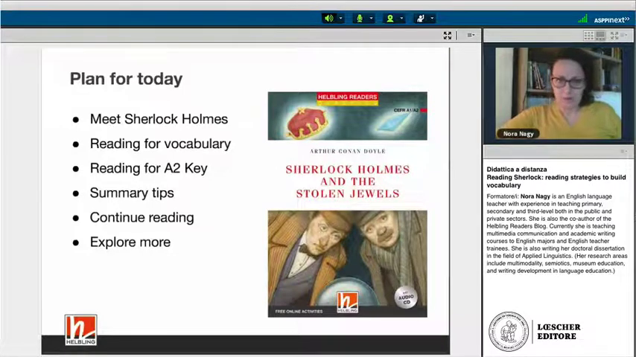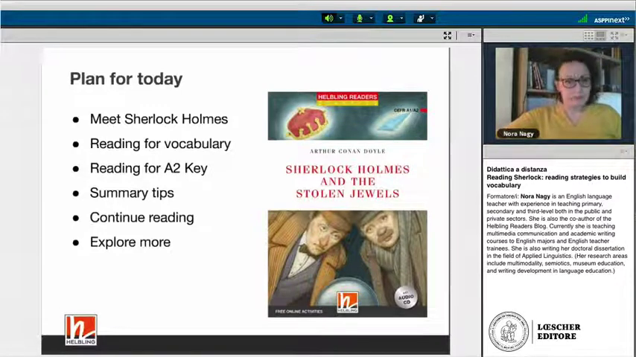So, first, we will meet Sherlock Holmes. We will talk about him a bit and check some vocabulary. And we will then read chapter 1 from this graded reader for A1, A2 levels. We will read the first story because there are two stories in this reader. And we are going to do then three exam practice activities for A2 Key Cambridge exams.